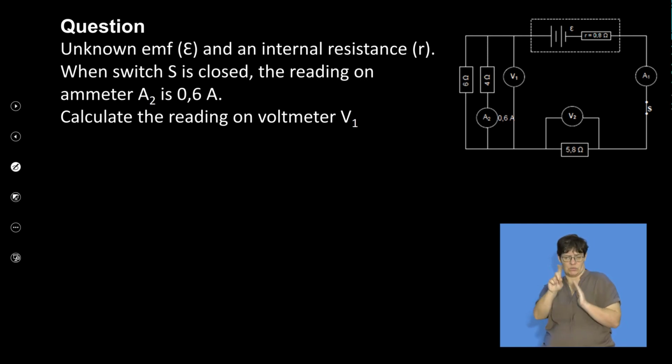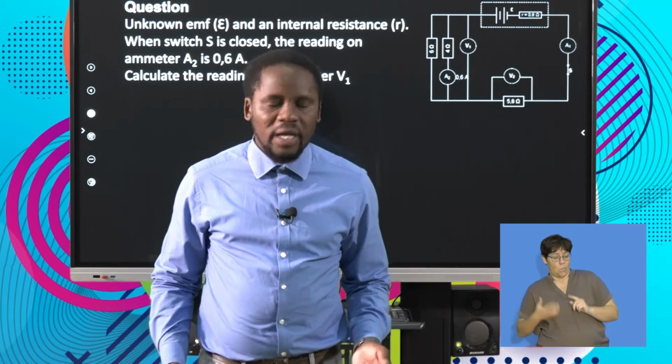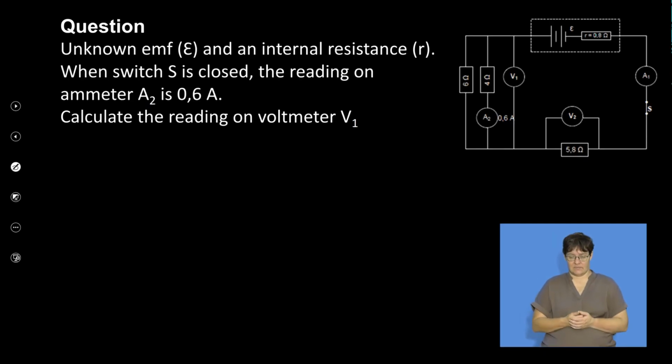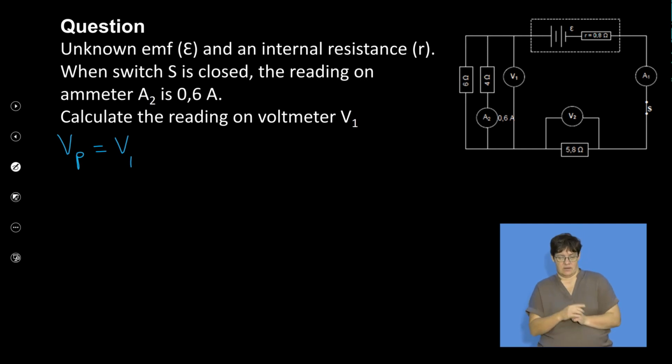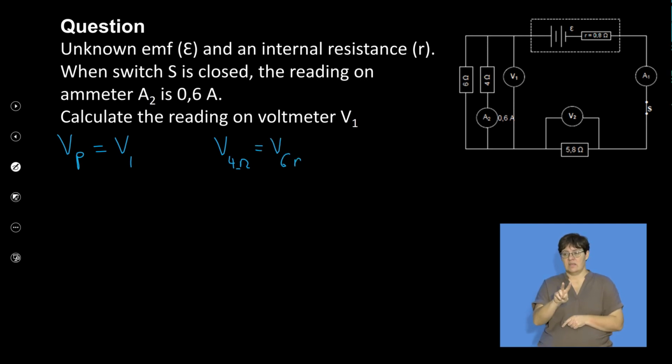So this is a straightforward and routine calculation. We need to ask ourselves, what exactly are we given? And then what is it that we are looking for? According to this circuit, the current that goes through A2 is given as 0.6. Now this voltmeter V1 is equal to V parallel, so it measures V parallel, which is actually the voltage across the 4 ohm, which is also equal to the voltage across the 6 ohm. That's what it is.